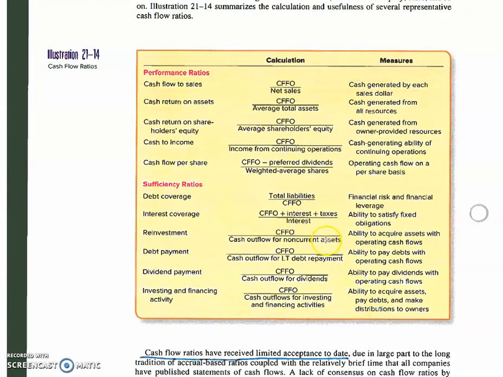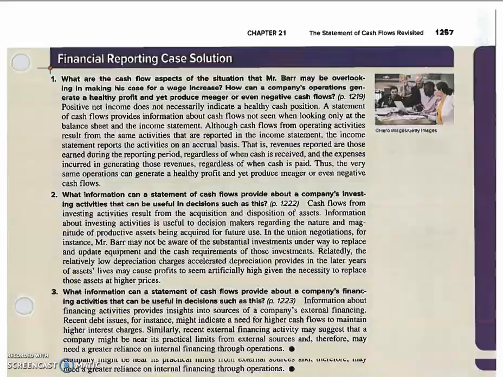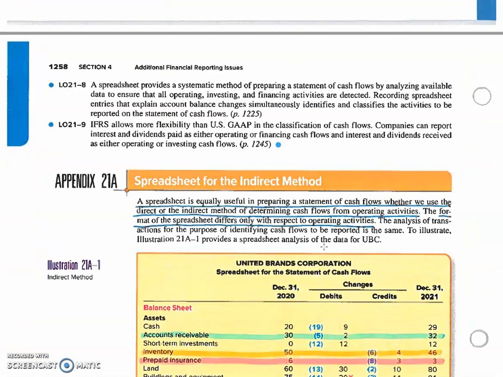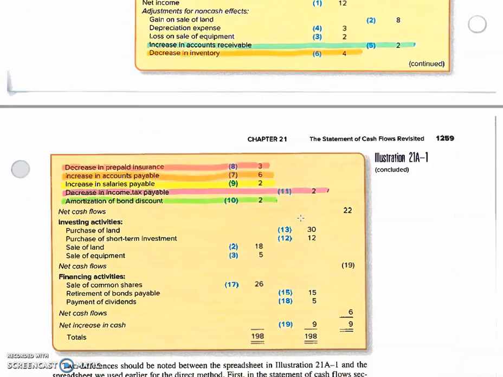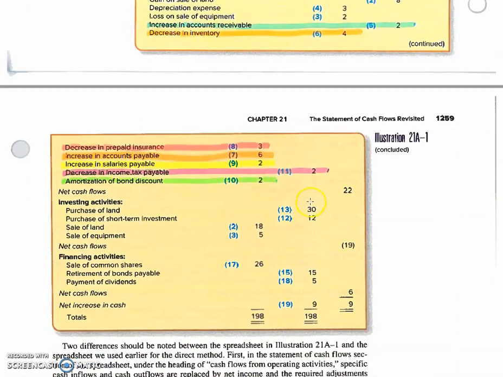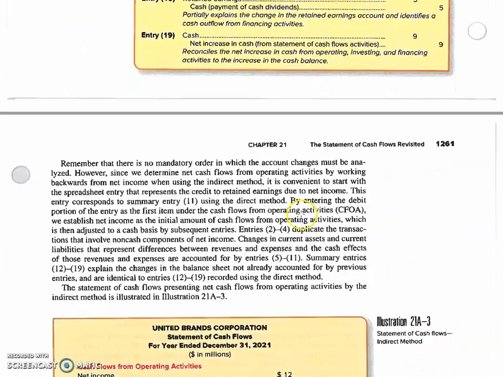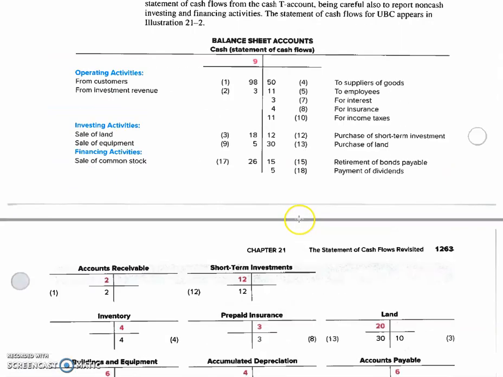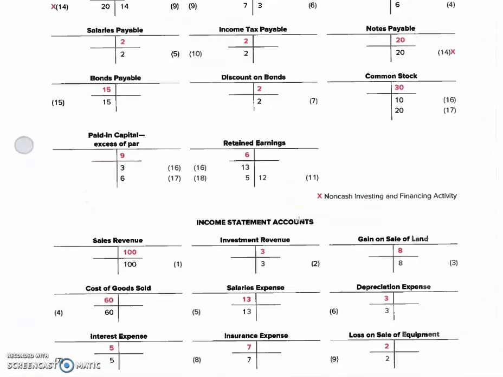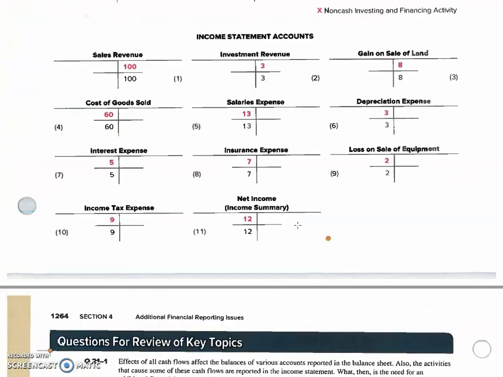And these ratios, I'm not holding you accountable for them. I don't care about those. The appendix, the spreadsheet on the indirect method, I showed you that on the last video. And so you see the same color coding as we went through a while ago. And there they walk you through the entries. You can do the same thing rather than using the spreadsheet by using T accounts. And that gets us through the chapter.